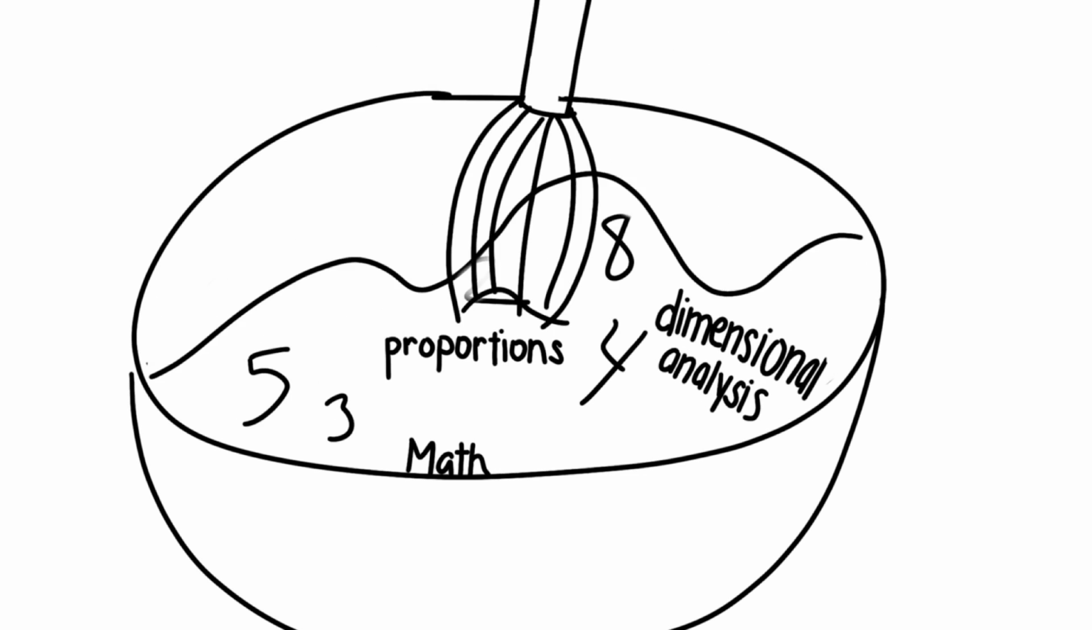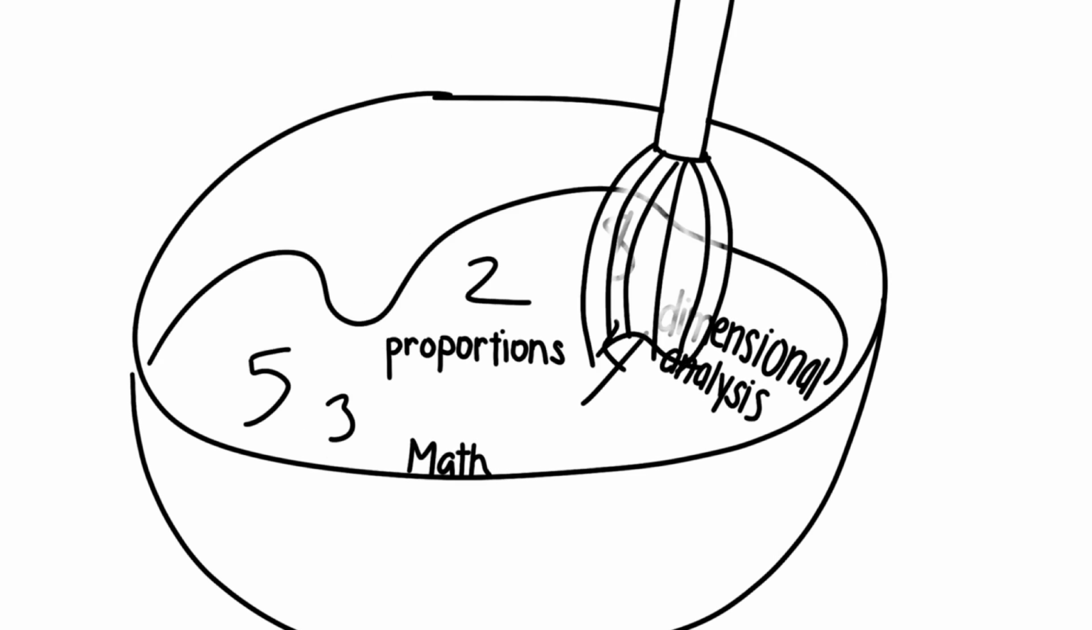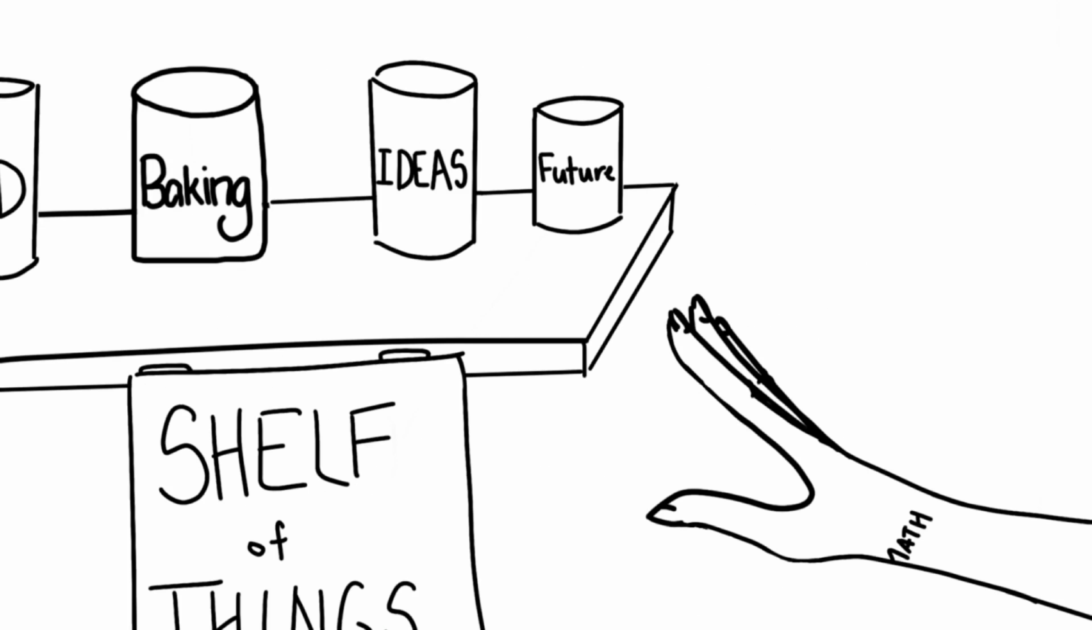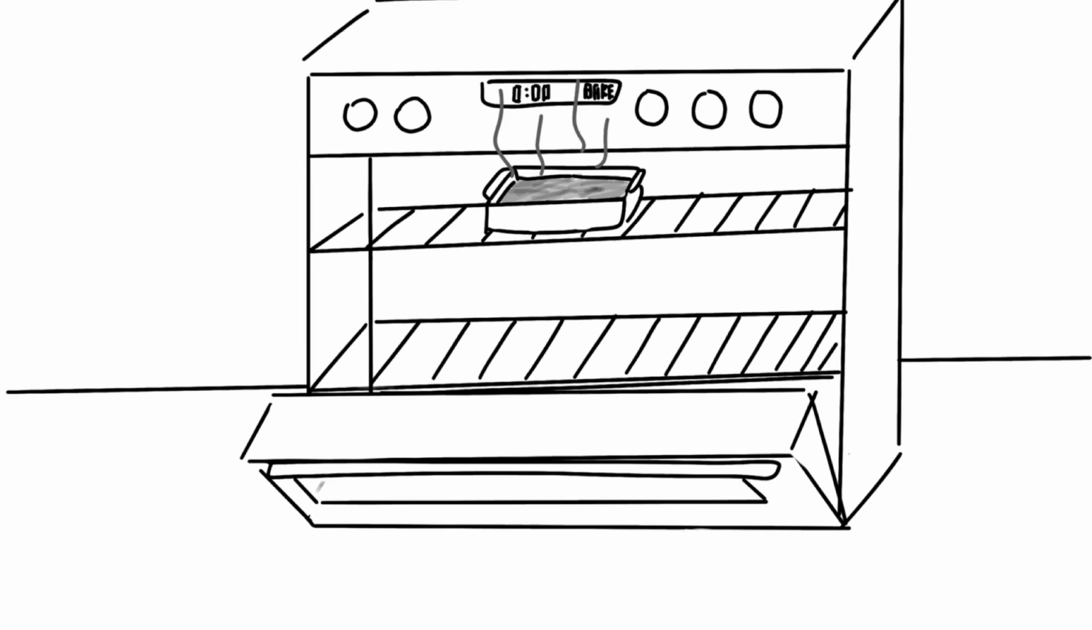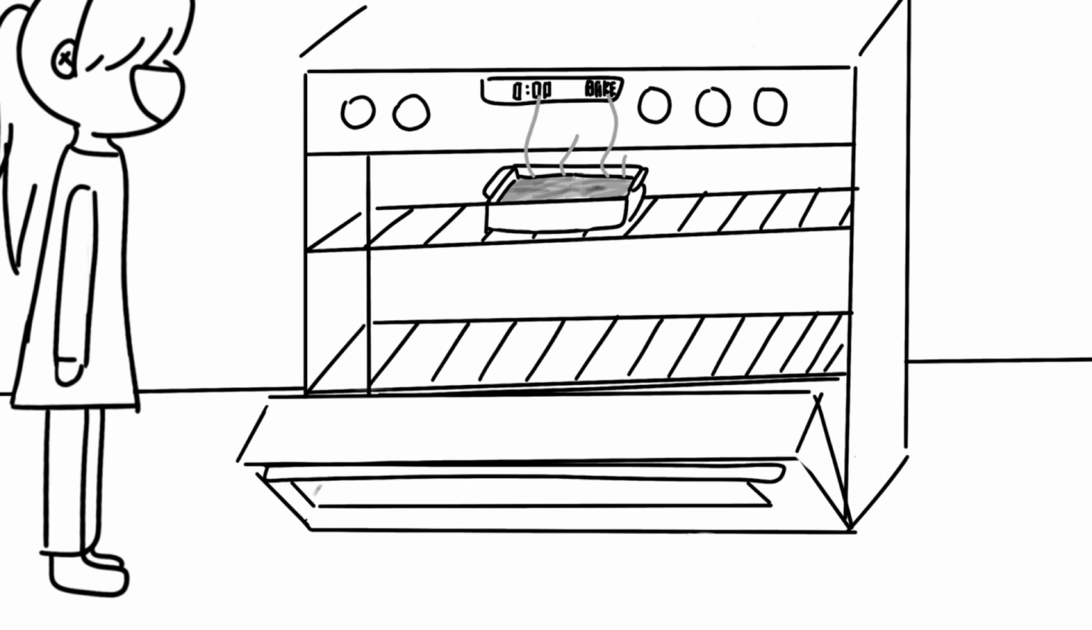Math is an essential part of baking, from ingredient proportions to converting with dimensional analysis. But baking is only a portion of math's reach on seemingly unrelated subjects. Math is a large part of real-world subjects and can help solve many everyday problems outside of a classroom setting. When you open your oven to your freshly baked brownies, you can revel in your mathematical success.